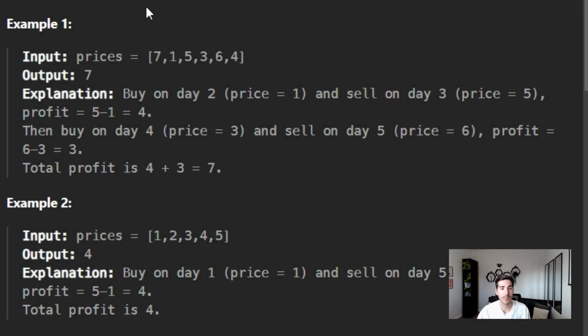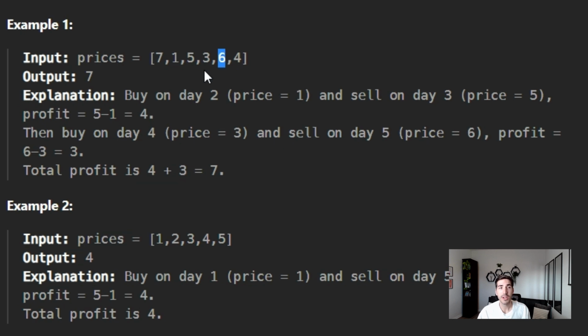Looking at our example here, we can see that prices starts out at $7. We're going to say that this is a dollar amount because most of the time you're going to be buying stocks in dollars. So if you can buy the stock for $7 and then sell it the next day for $1, you wouldn't want to do that. But we can see that the explanation here is that you're going to buy it for $1, sell it for $5, buy it again for $3, and sell it for $6, and you're going to end up with $7 profit total.